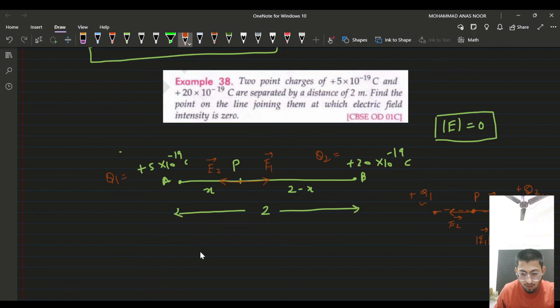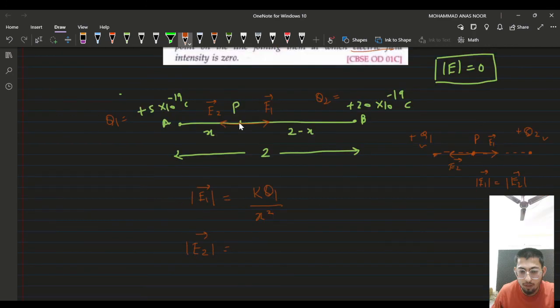So E1 modulus would be KQ1 by R square. And what is R? The distance of this point P from that charge, which is x. So x square. For the second electric field, which is E2, the electric field at this point due to charge Q2 would be KQ2 upon (2 minus x) whole square.